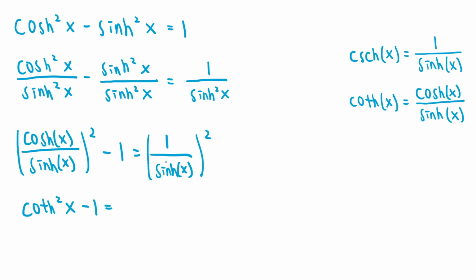And 1 over sinh of x is the definition of cosech of x. So we can rewrite 1 over sinh of x all squared as cosech of x all squared, or cosech squared of x. So the identity becomes coth squared of x minus 1 equals cosech squared of x, which is the identity we were trying to prove.